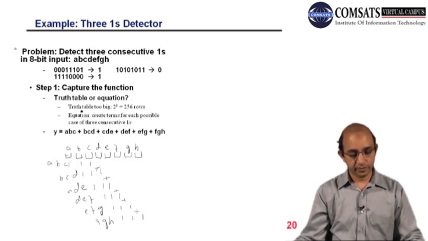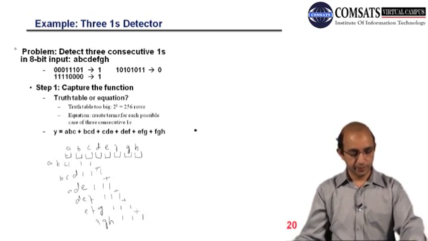So you can see that we have all the possibilities and then we have ORed them. So this or this or this or this, and so on and so forth. So I have ABC plus BCD, CDE plus DEF plus EFGH plus FGH.